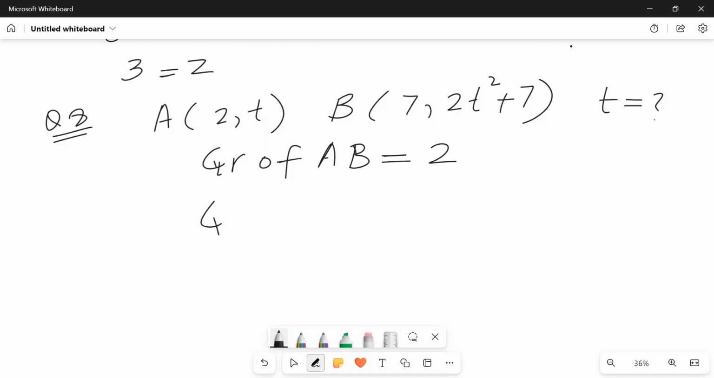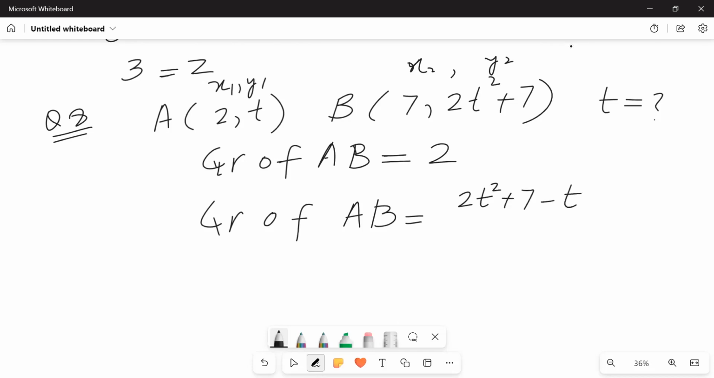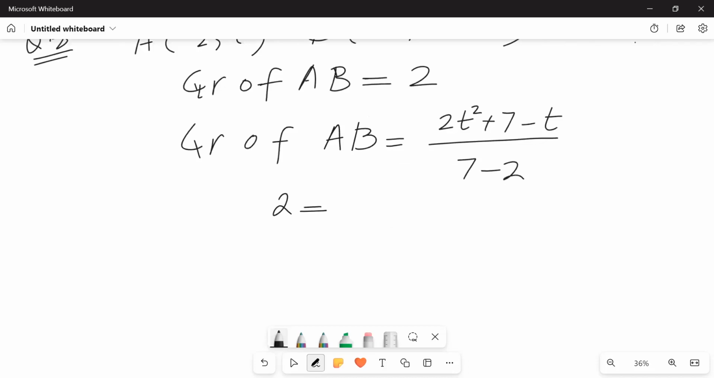Now find gradient of AB. If we find gradient of AB, then this one is y2 and this one is x2, and this is x1 and y1. So according to y2, we will write it is 2t square plus 7 minus t over 7 minus 2. And gradient of AB is given, that is 2. So we will put this value here, 2t square plus 7 minus t over 5.